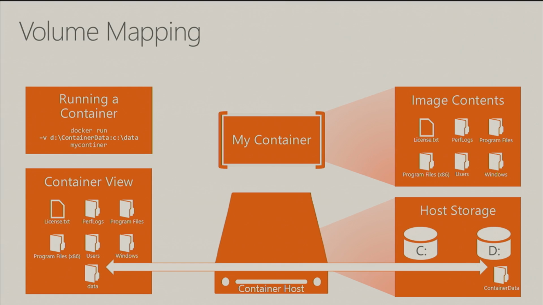That folder is directly mapped to the host. Anything I write in that folder shows up in D: container data on the host. Anything that was in D: container data on the host shows up in that container. When that container stops and goes away, all the changes it made to container data stay there, right?